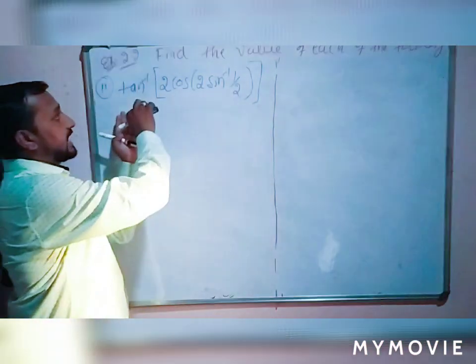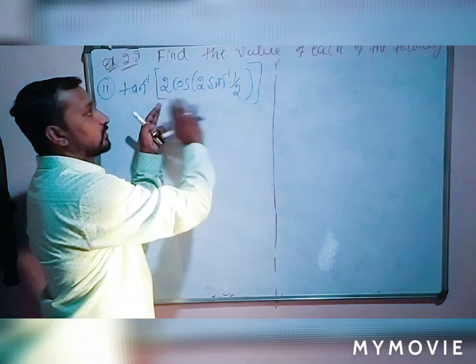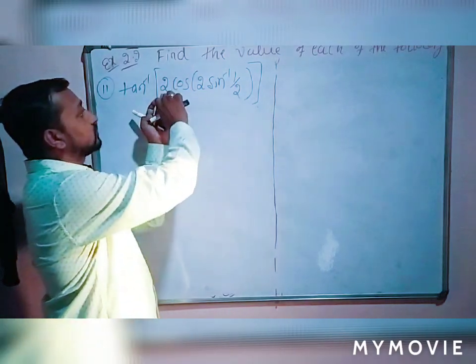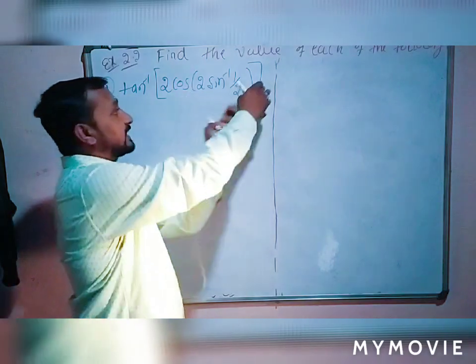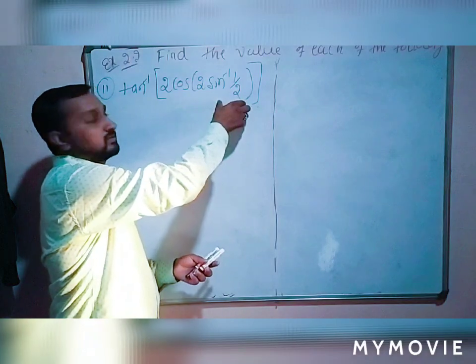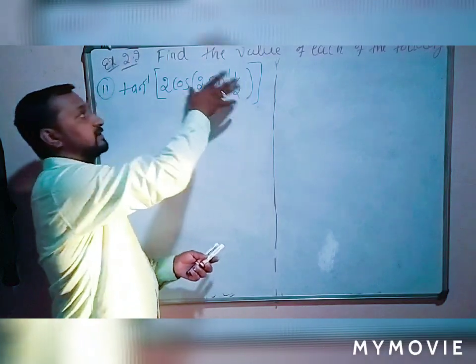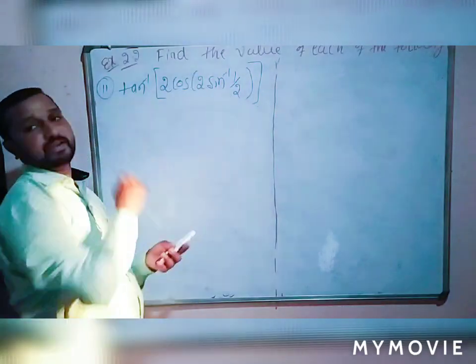So tan inverse of this term we don't know. And the cos of this angle we also don't know. So we will come from the right hand side, and it's very easy. We know sin inverse of 1 by 2. Then solve this bracket first, then finally the outer bracket.